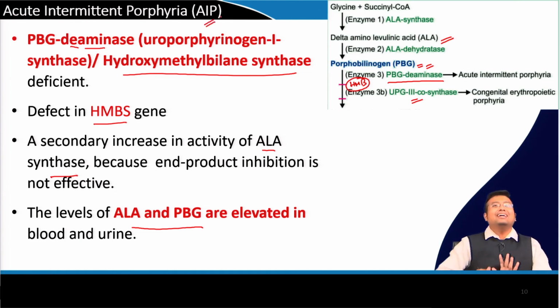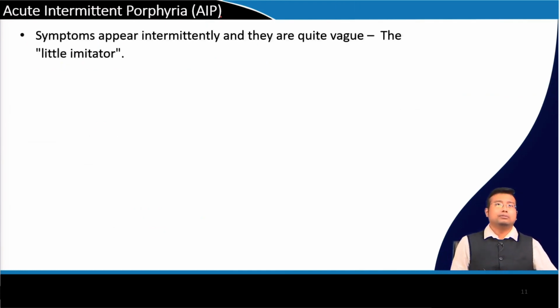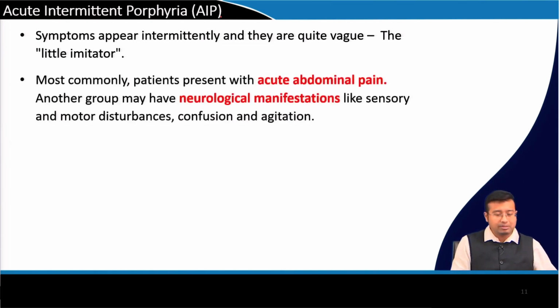So, why is it named acute intermittent? Acute because of the symptoms, intermittent also because of the symptoms. Patients present with vague symptoms which are intermittent, it happens time after time, it will not happen continuously. And what are the symptoms? Acute abdominal pain is the most common symptom of acute intermittent porphyria. The patient will present with excruciating abdominal pain, and this is one of the medical reasons of abdominal pain.